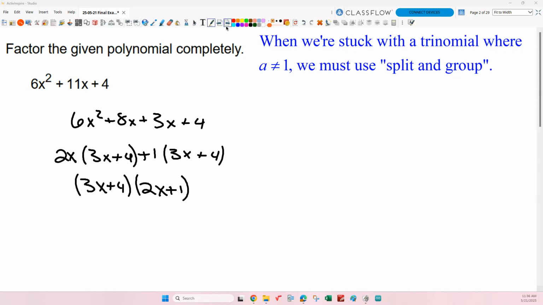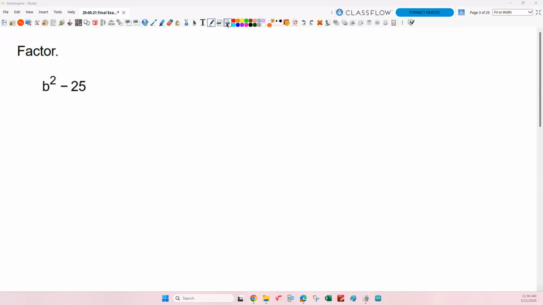Any questions with this one? This is a lot nicer than what you've been doing, huh? Yeah. What about this one? Yeah, difference of squares. So we got b plus 5 and b minus 5.